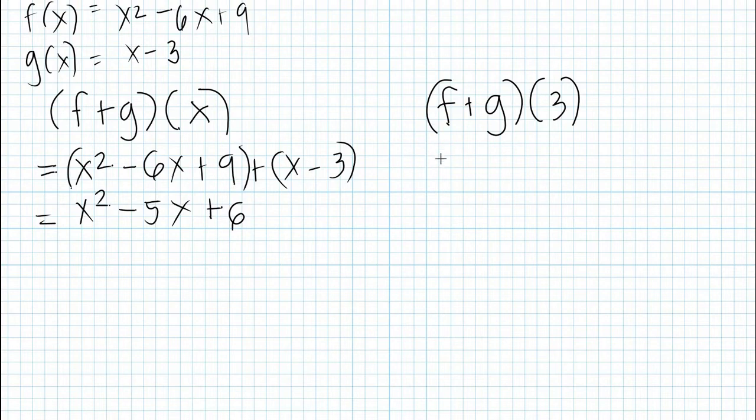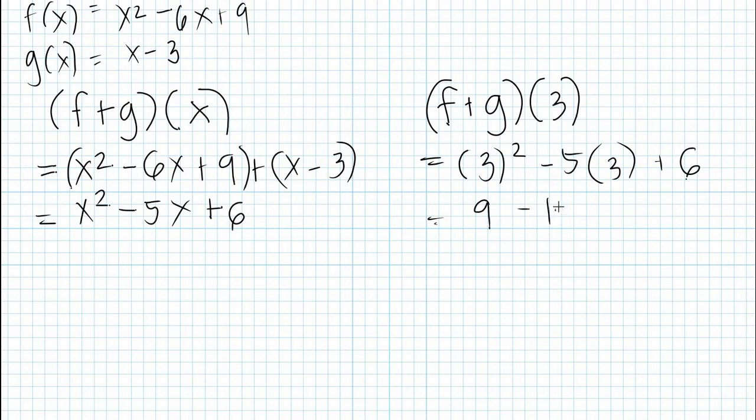We can use this to find the value of f plus g of 3. So let's replace x with 3 in this equation, and that will be 3 squared minus 5 times 3 plus 6. So that's 9 minus 15 plus 6, which will give us a value of 0.